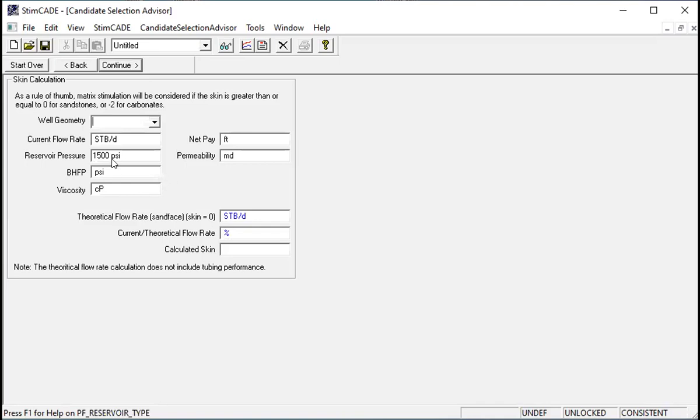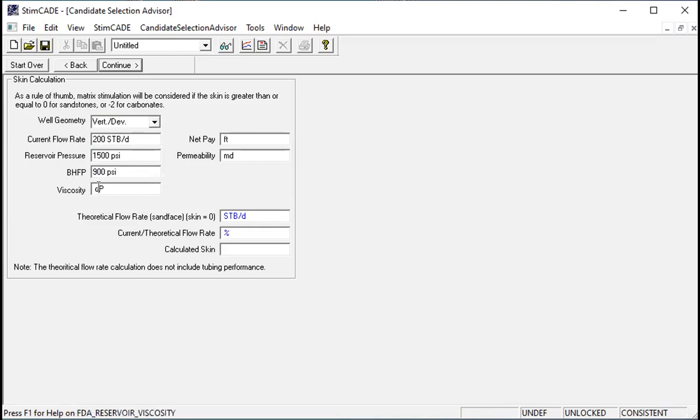If we go forward, they will now ask you what is the geometry of the well. Is it a horizontal well or a vertical well? Then they will ask what your current flow rate is. I may just say 200 stock tank barrels per day. What is your reservoir pressure? Let's just leave it like that. What's your bottom hole flowing pressure? Let's just say around 900.